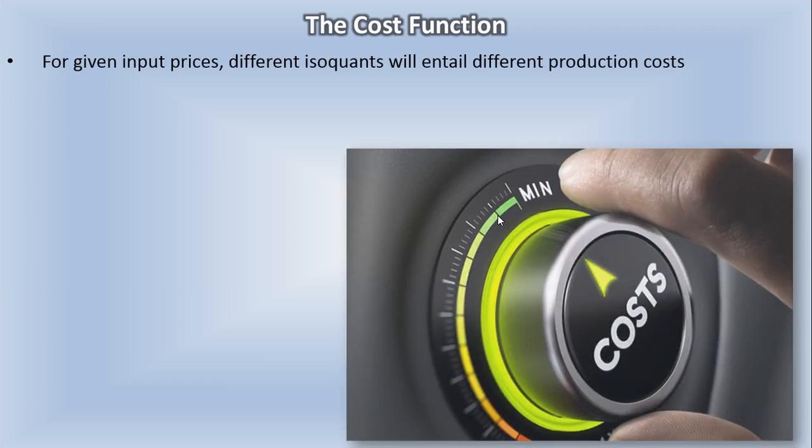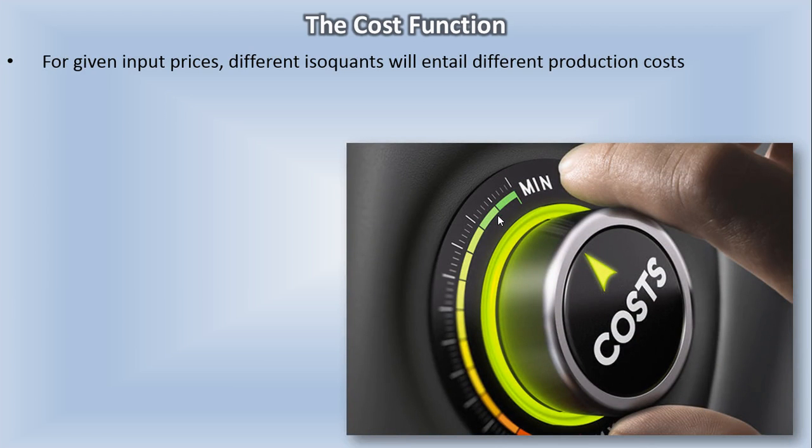All right, now let's move to the cost function. So for given input prices, different iso-quants will entail different production costs. Again, as you're moving further and further away from the origin, representing higher and higher levels of output that can be produced, to produce more output, you're going to need to employ more of both capital and labor, and therefore costs will be increasing.